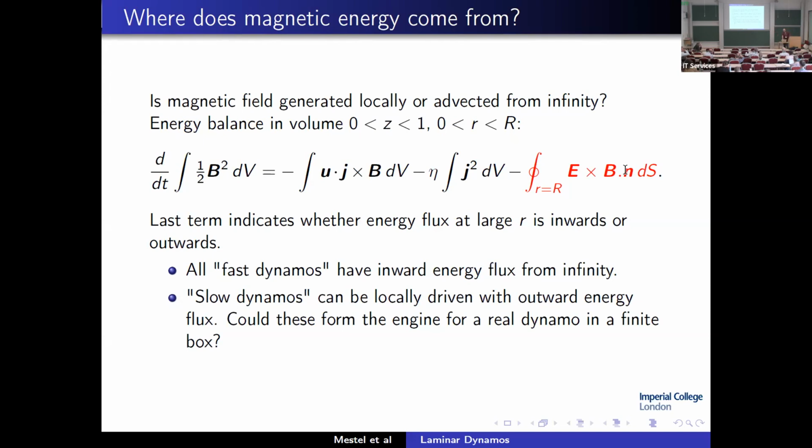So we need to know, is this red term positive or negative? And we find that all the fast dynamos, in quotation marks, are being driven from infinity. But many of the slow ones, the Batchelor branch in particular, are generating energy locally and spewing it out to infinity. The velocity, of course, we expect to be driven locally because it's the disks that are obviously doing the stirring of the fluid.